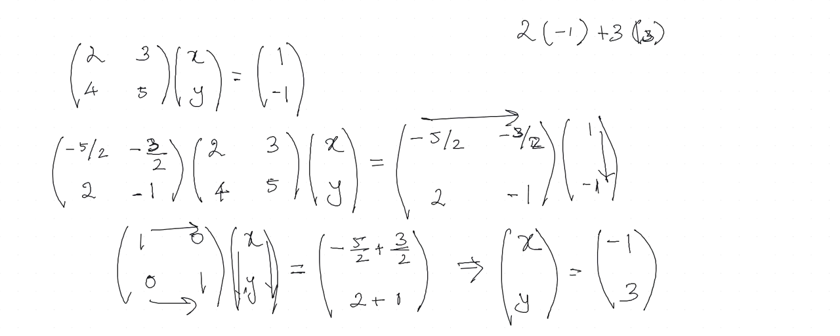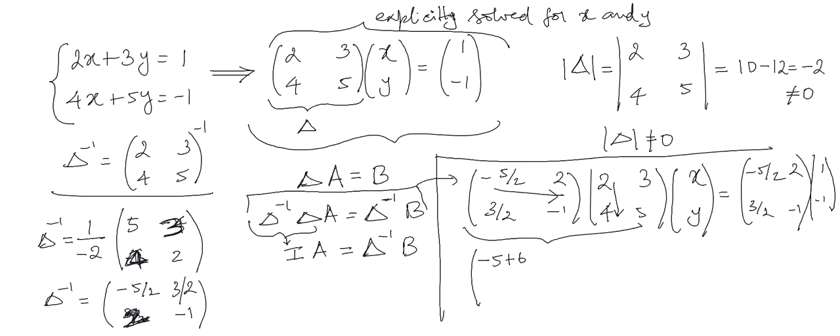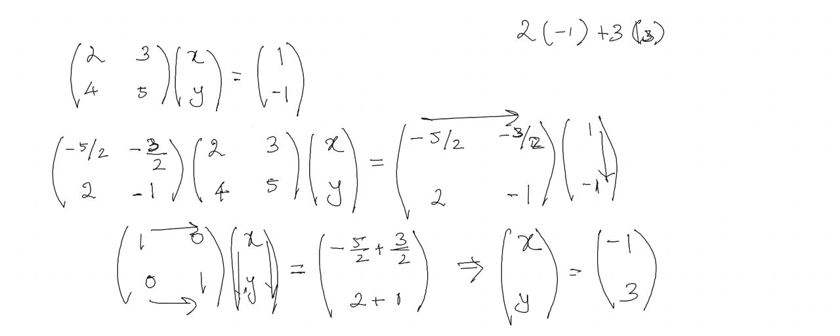No, this is 2x plus 3y is 1. Yeah, it's correct, right? No, the 1 and minus 1 is not right, I think. Wait a second, I will check. The original equation is 2x plus 3y equals 1, 4x plus 5y equals minus 1. That is what I started with. Then why is the answer not coming correctly? So it's minus 5 by 2, minus 3 by 2, 2, minus 1. Let me double check the inverse matrix.